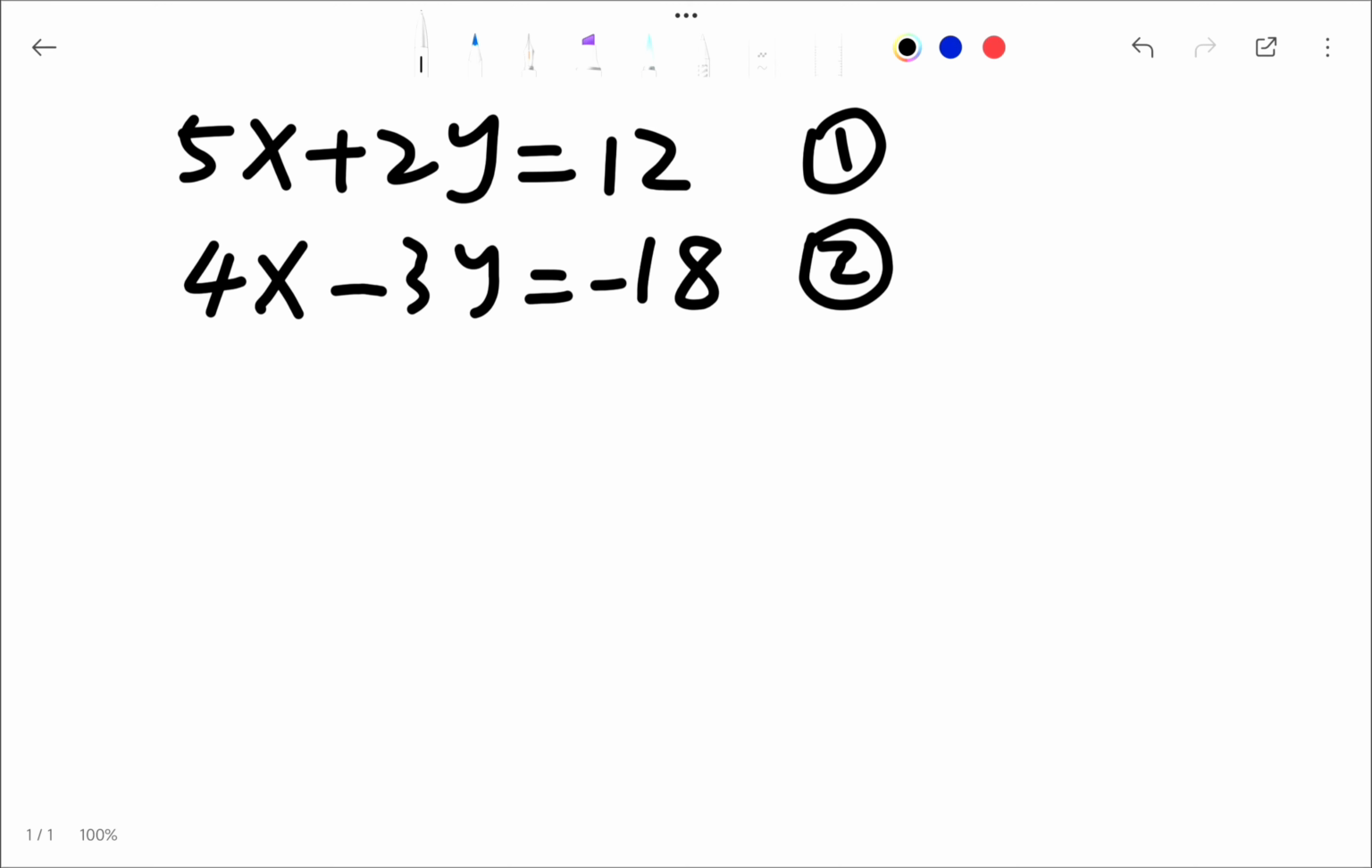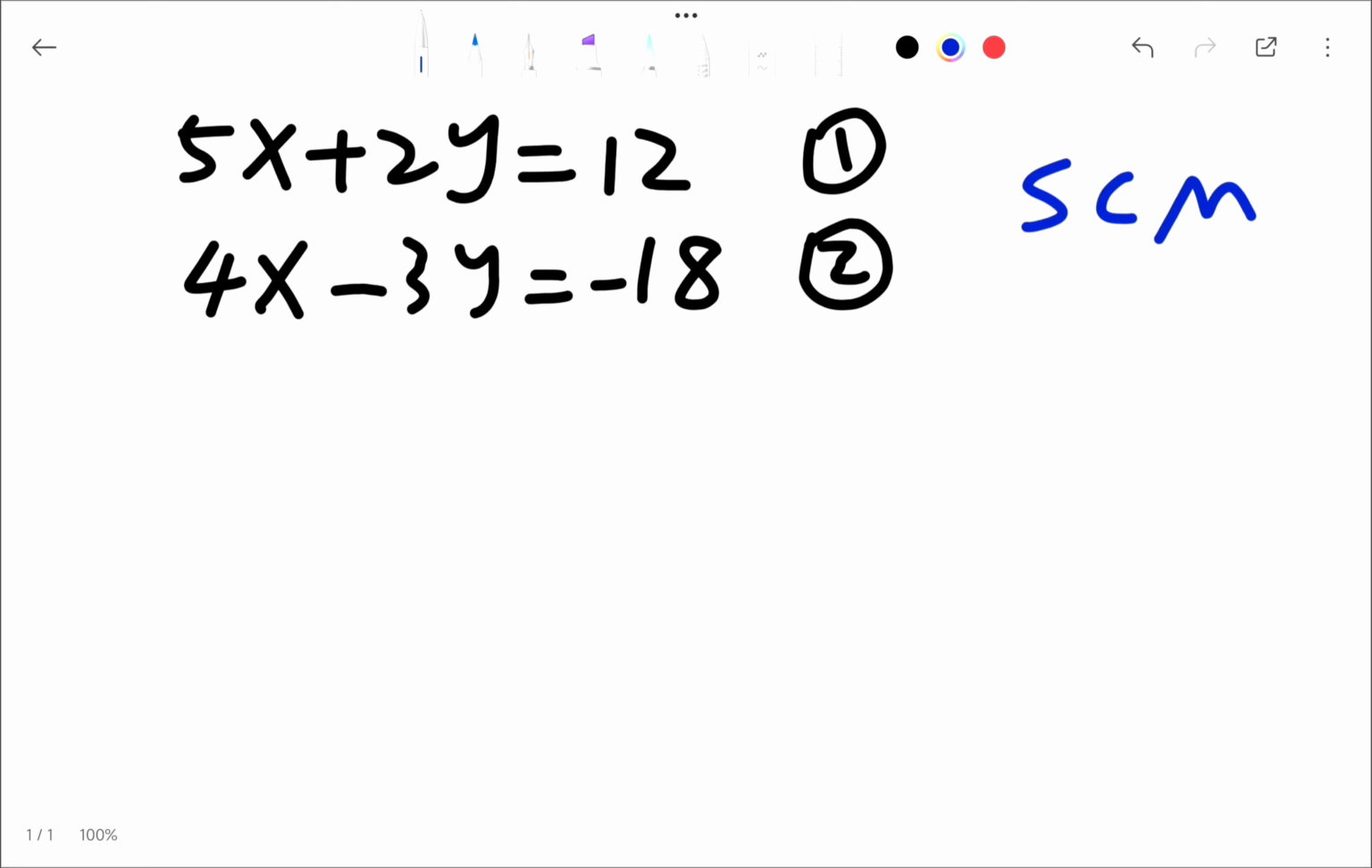All I need to do is to make the coefficients of y in both equations equal. The coefficient of a variable is the number that is multiplied with the variable, or the number that is in front of the variable. So in equation 1, the coefficient of y is 2, and it's negative 3 in equation 2. To make them the same is to find the smallest common multiple.